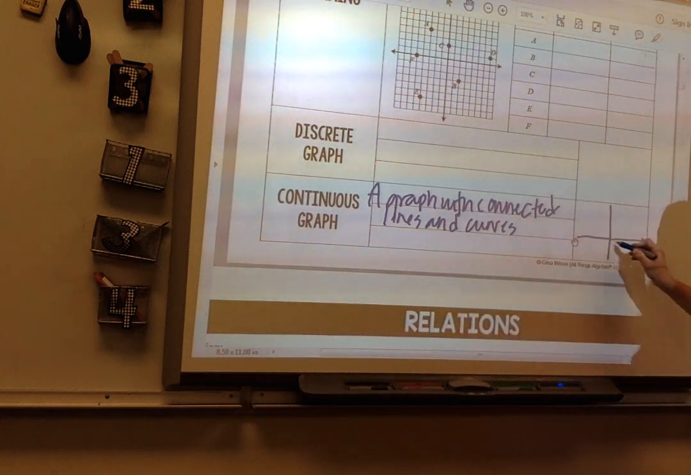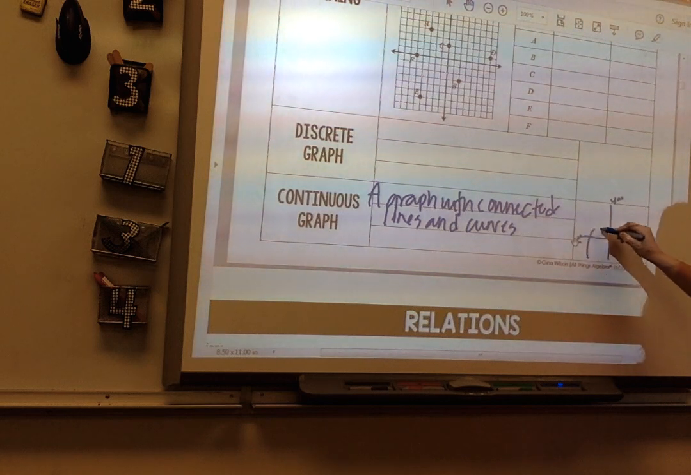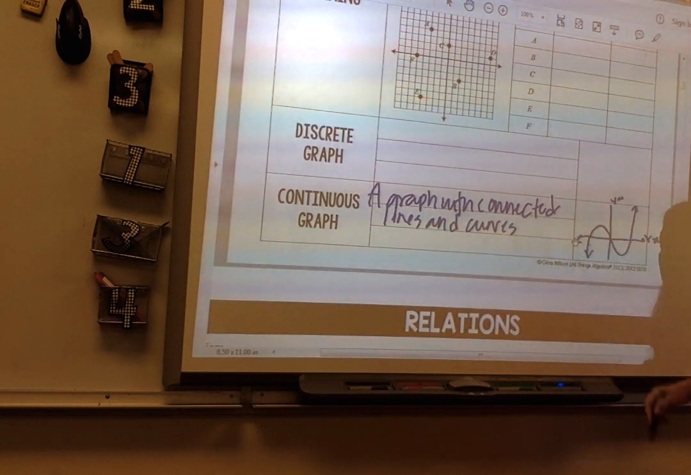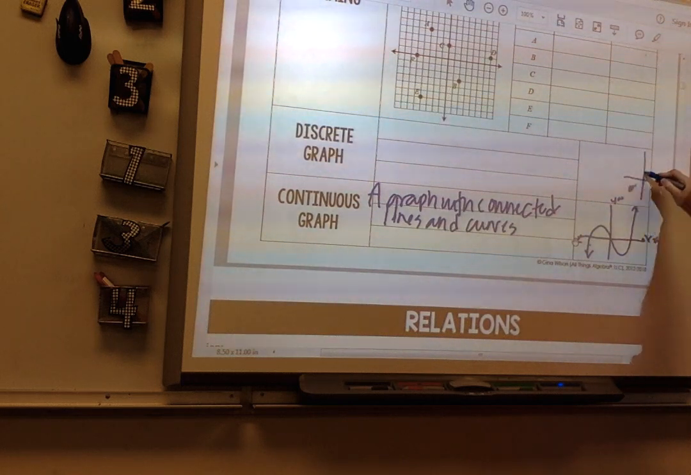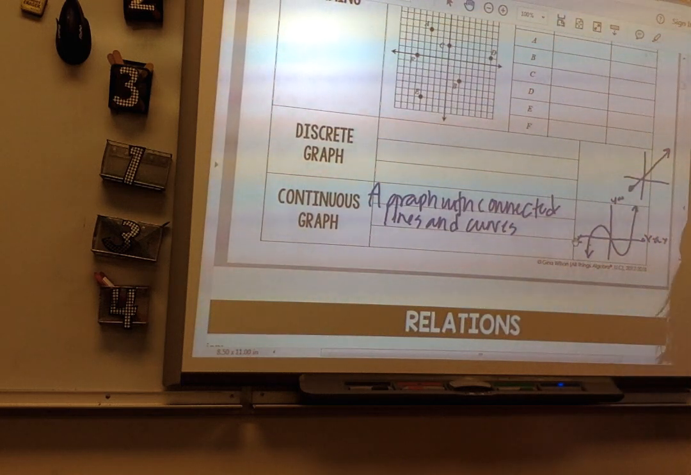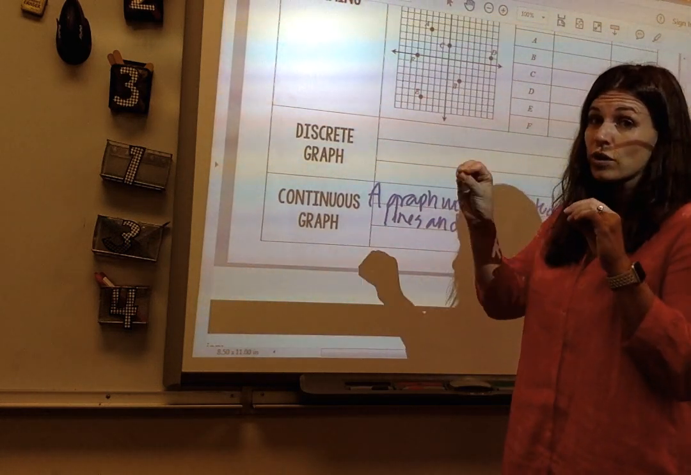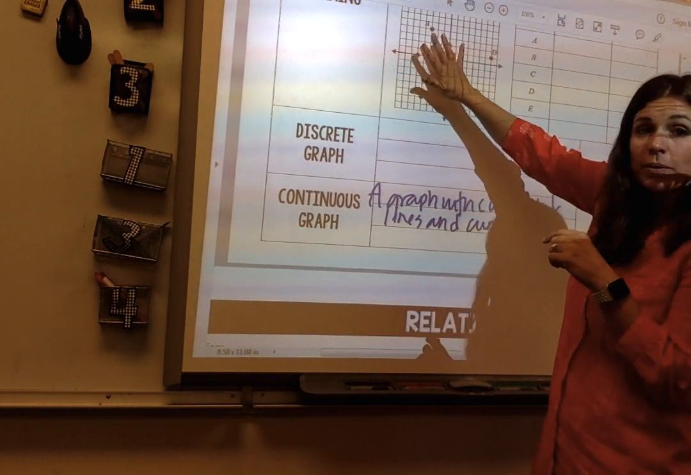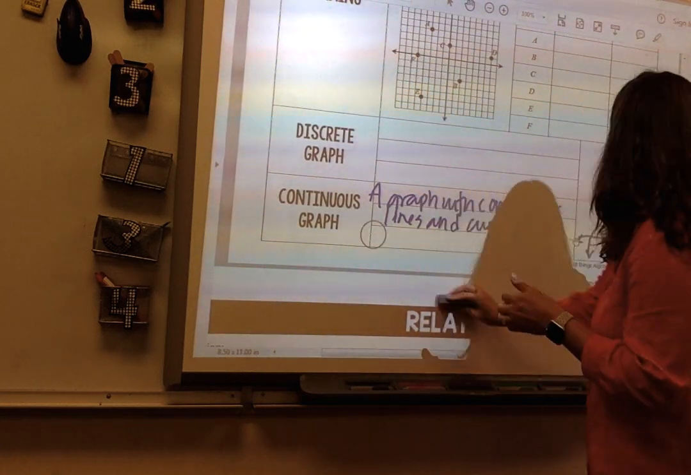this. Here's my x-axis, here's my y-axis, but a graph that looks something like this, okay? It can look like this. But it's got lines and curves in the graph. So it's very, very important you know. Discrete graph, individual points, just like this one up here. That's discrete. Continuous graph, connected points and curves.